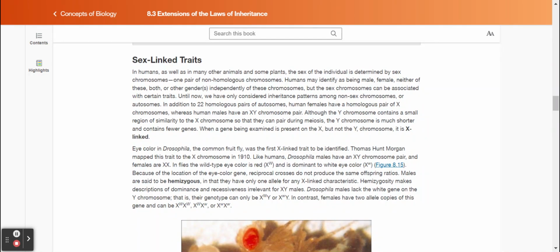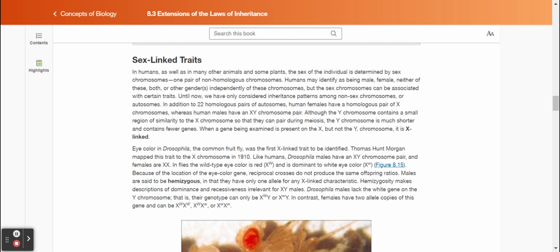Sex-linked traits. In humans, as well as in many other animals and some plants, the sex of the individual is determined by sex chromosomes, one pair of non-homologous chromosomes. Humans may identify as being male, female, neither of these, both, or other genders independently of these chromosomes, but the sex chromosomes can be associated with certain traits.